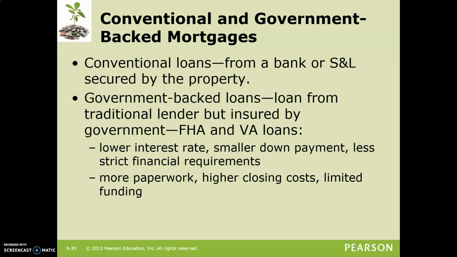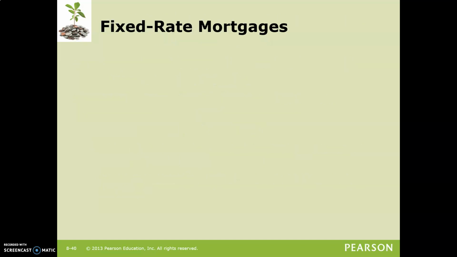You can also have conventional and government-backed mortgages. These are conventional loans from a bank or savings and lending secured by a property. You can also have government-backed loans. I think in Sabah we have this, I can't remember the name, but there's one in Karamunsing. Okay, usually it offers lower interest rate, smaller down payment, less strict financial requirements, but then you have more paperwork, higher closing costs, and also limited funding.